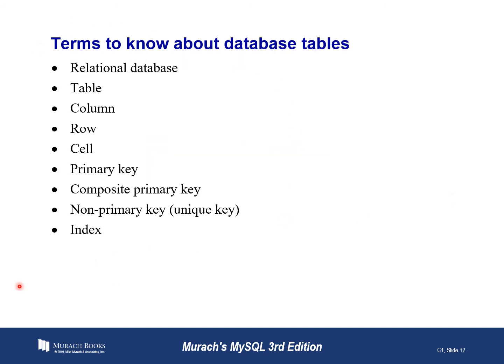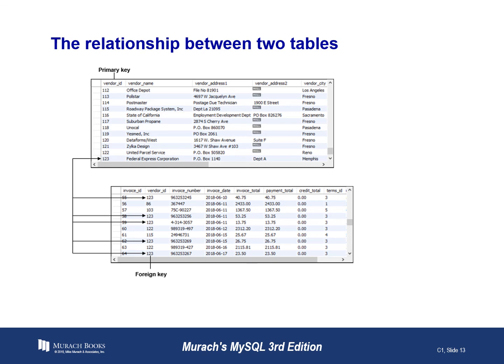So I just covered all these topics one by one in the previous slide, so I'm going to skip over this one. Okay, so the relationship between two tables. Let's talk about how two tables can be related. The tables in a database can be related to other tables by values in specific columns.